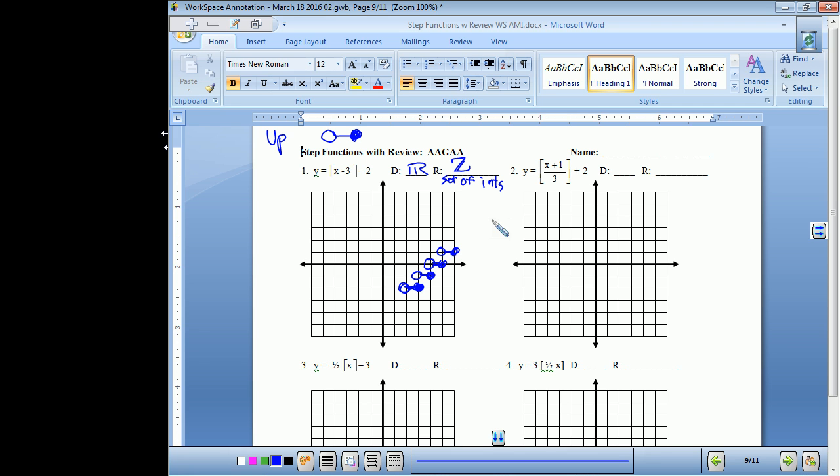Yes. All right, now I'm not doing this one, but let's talk about it. There is a negative out in front. So instead of jumping up, we will jump down. Instead of jumping down by a whole, we're going to jump down by half.